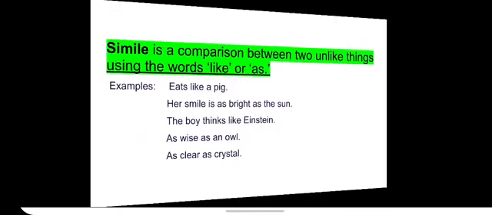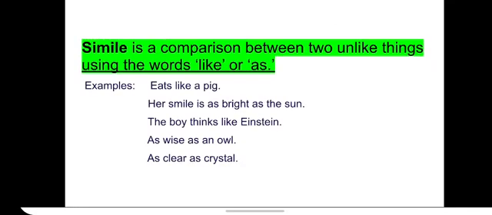So let's get into a little more detail here. What's a simile? A simile is a comparison between two unlike things, two very different things, and when we use the words like or as in between, then we are using a simile. For example, he eats like a pig. You see the word like: he eats like a pig. We are comparing the way he eats with the way a pig eats.